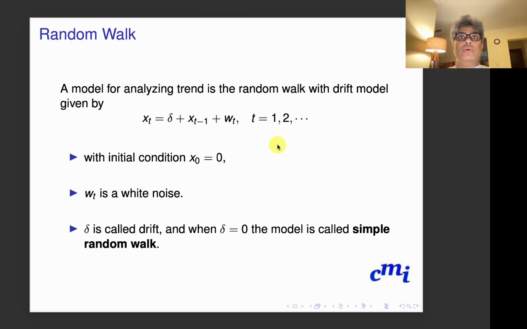Now I'm going to talk about a very popular model called the random walk model. A model for analyzing trend is the random walk with drift model, which can be given by x_t = delta + x_{t-1} + w_t, when t runs from 1 to n, and with some initial condition x_0 at 0. w_t is white noise and delta is called drift. When delta is 0, the model is called simple random walk.